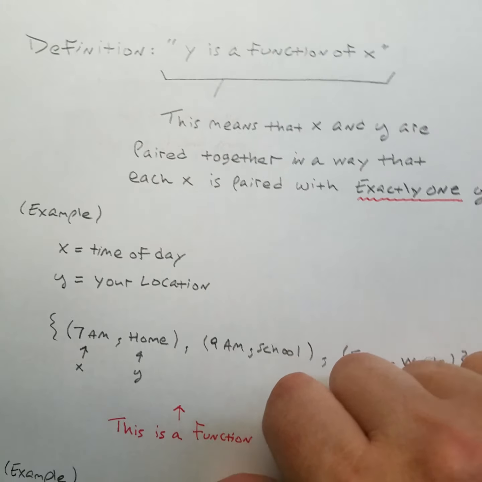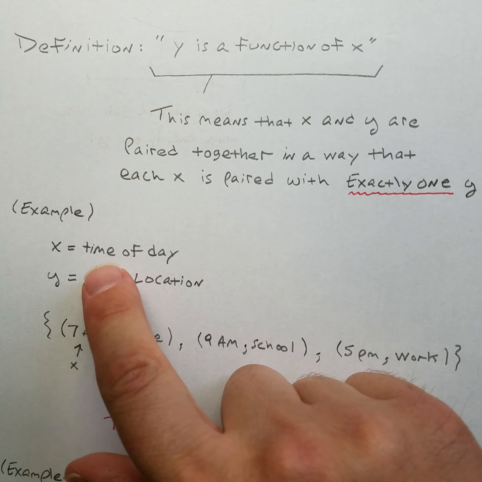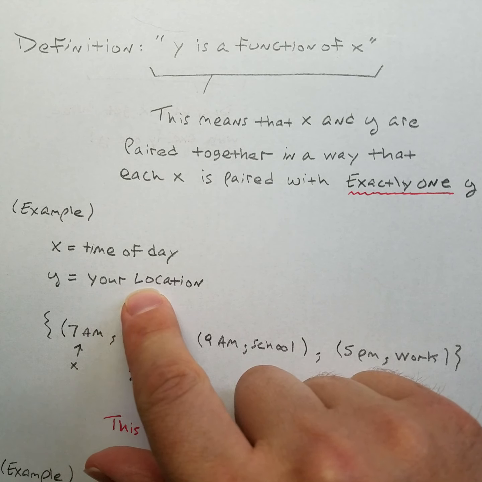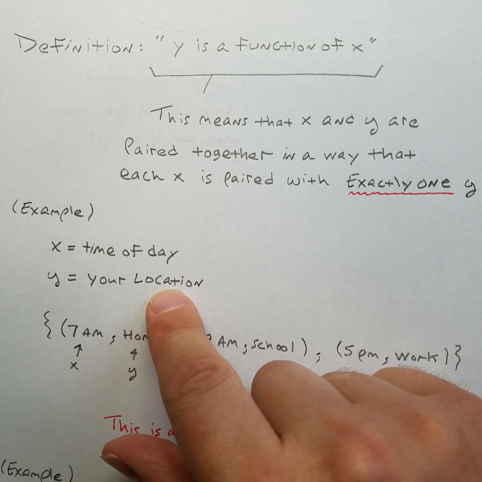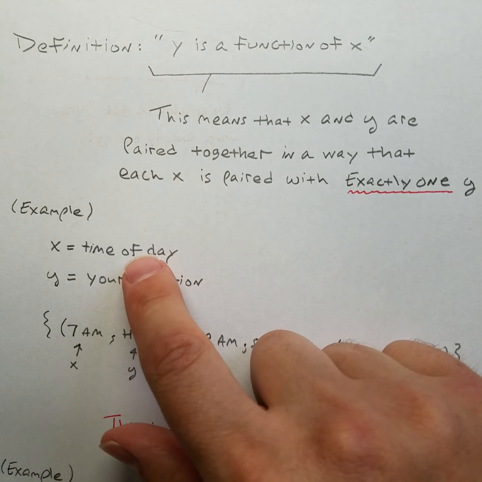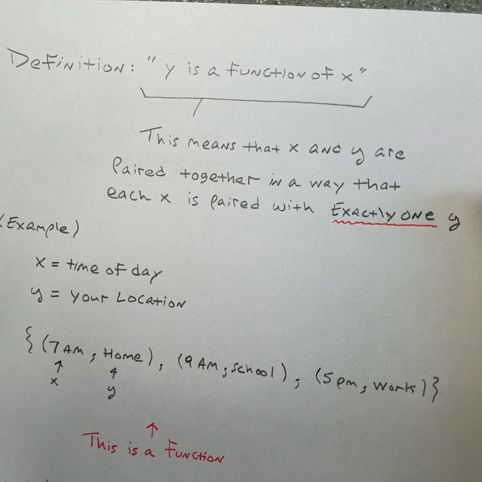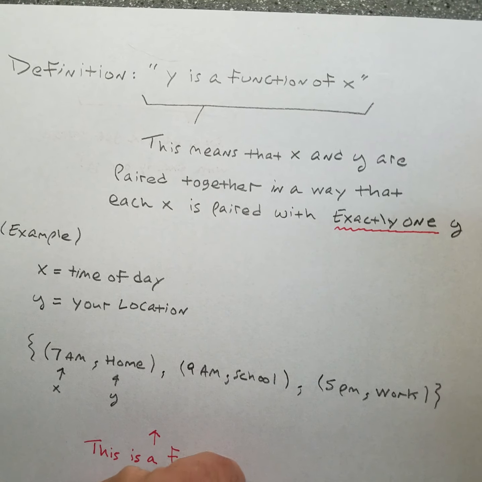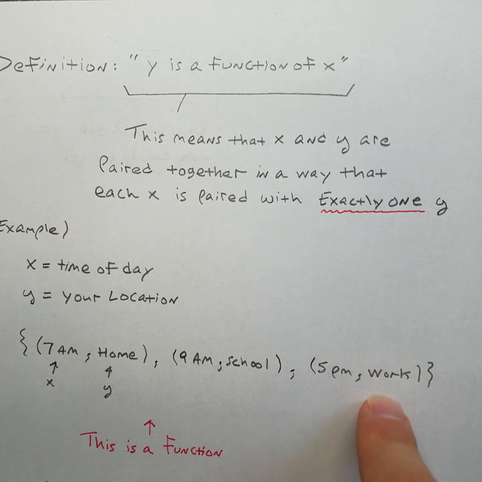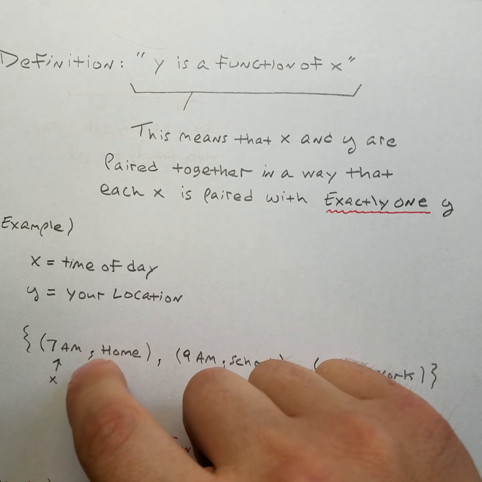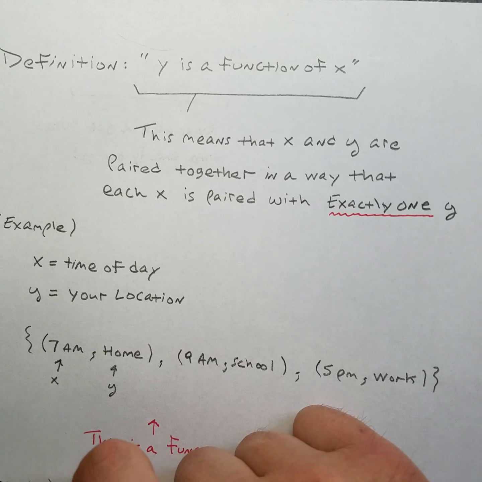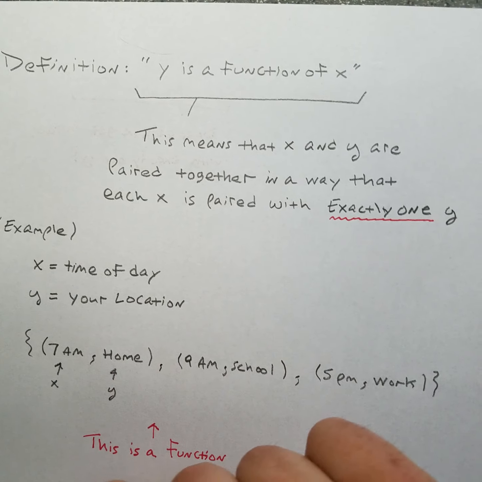Well, here's an example. Say that x is the time of the day and y is where you are. You could pair those things together. Isn't it true that at every moment of the day you've got to be somewhere? When we write this kind of stuff down, if we're going to pair things together, we might put them in pairs, like the parentheses with the comma. That means I'm pairing these two things together.